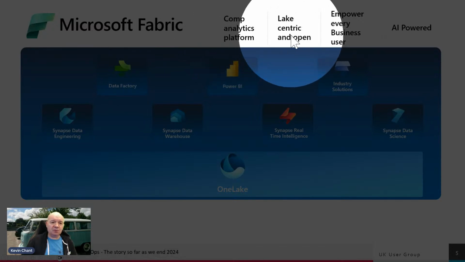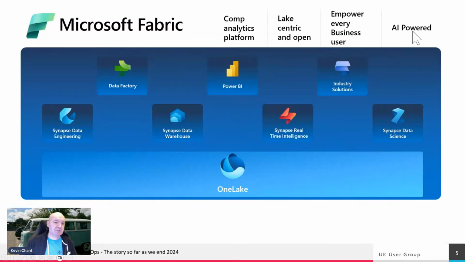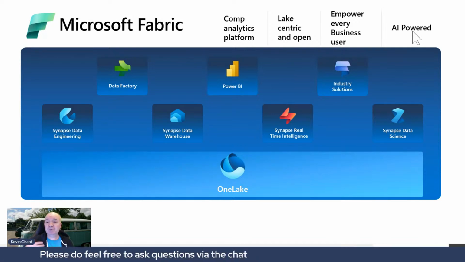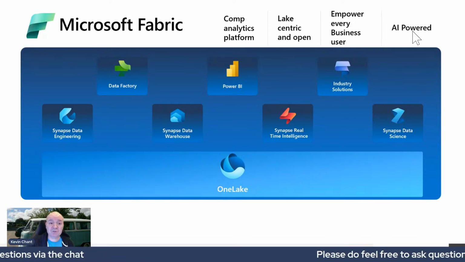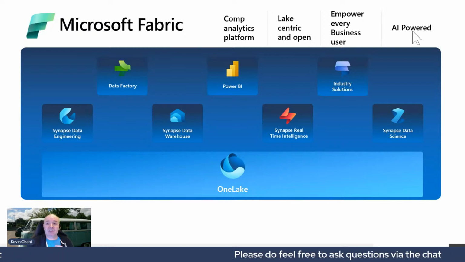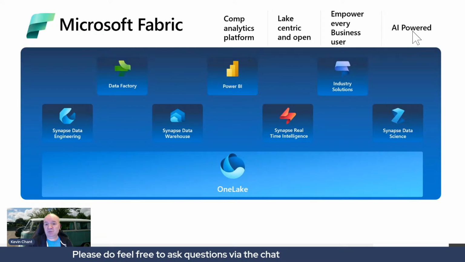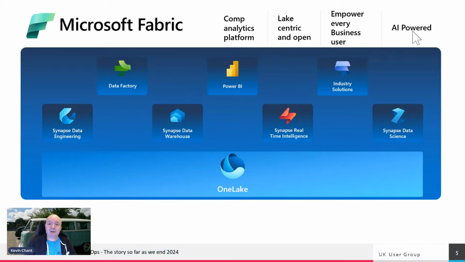At the top, you have the 4 pillars which Microsoft Fabric is based on. So basically, it's a comprehensive analytics platform. So you go to one website and everything's available in one place. It's lake-centric and open because it has a unified storage solution. It empowers every business user because they can use tools that are familiar to them.